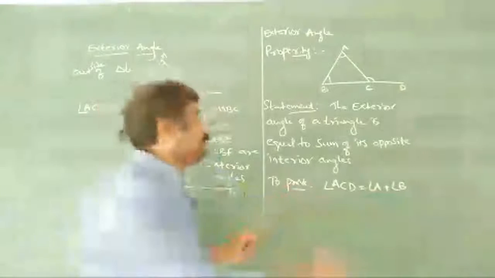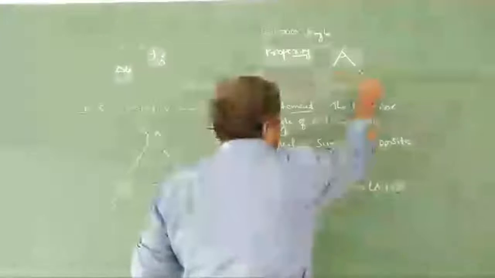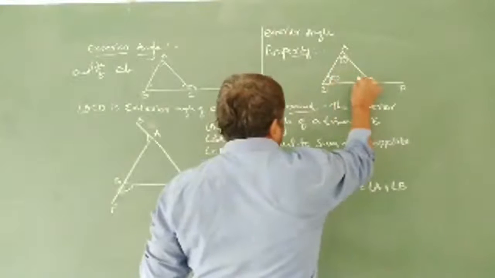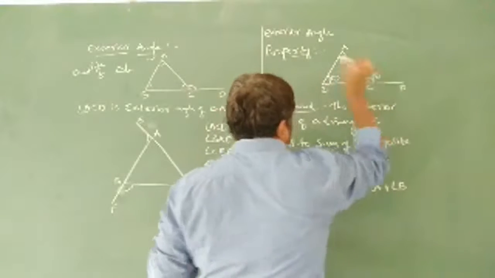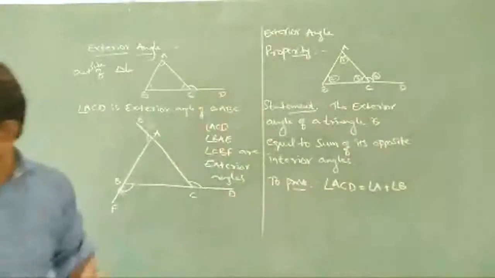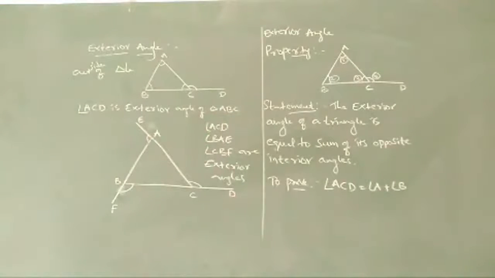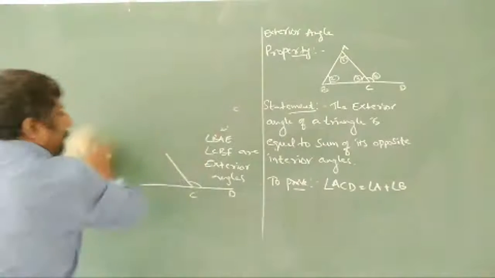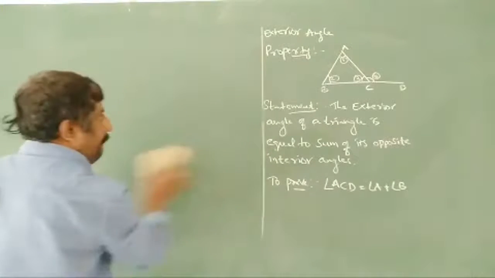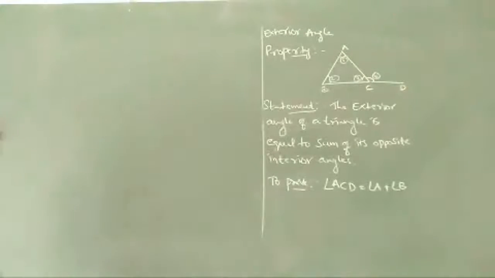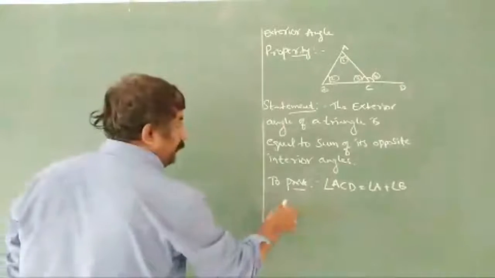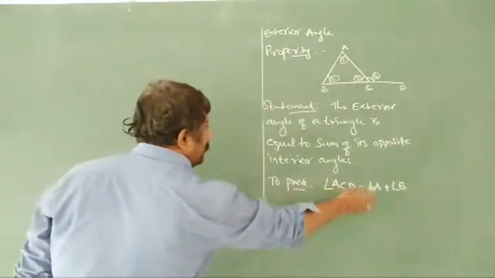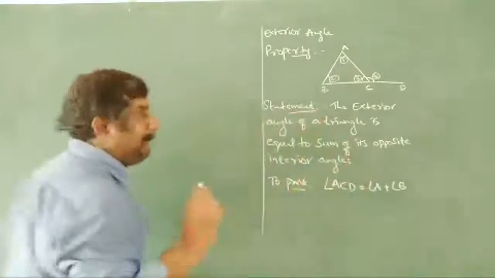Okay. Now, one more interior angle we have here, this one. Name this as 1, this as 2, 3 and 4. Now what do we have to prove? ACD is equal to angle A plus angle B.